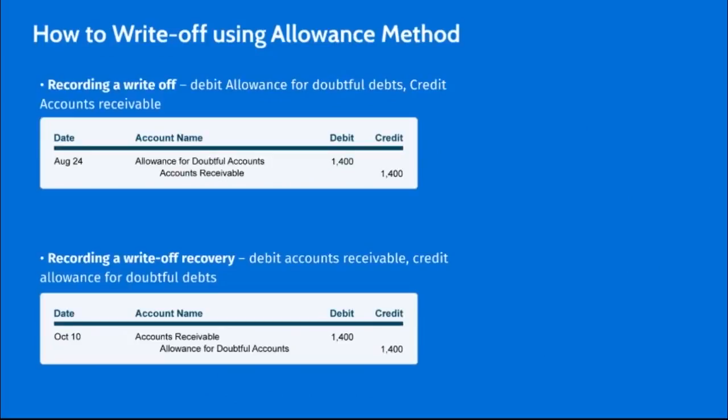How to write off using the allowance method? There are two ways of doing this, one of which is recording a write-off, which is debiting the allowance for doubtful debts and crediting the accounts receivable, and the second way being recording a write-off recovery, which is debiting accounts receivable and crediting allowance for doubtful debts.